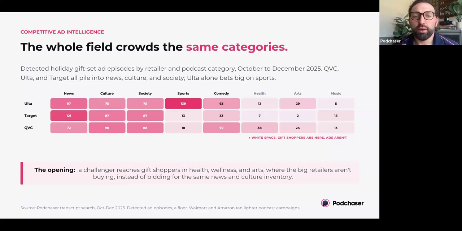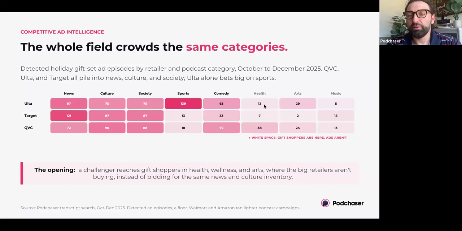So Ulta indexed really highly with sports, which is an interesting anomaly out of all of these. We can go a layer deeper and see what was the dimension of that. And what we would see is Ulta did an interesting thing where they actually targeted male identifying gifters of these gift sets. And that's something that Target did not do, QVC did not do. So when it comes to diversifying the types of audiences you're reaching, I think that was actually a fairly smart play from Ulta and probably was a more cost sensitive one as well, which is interesting.